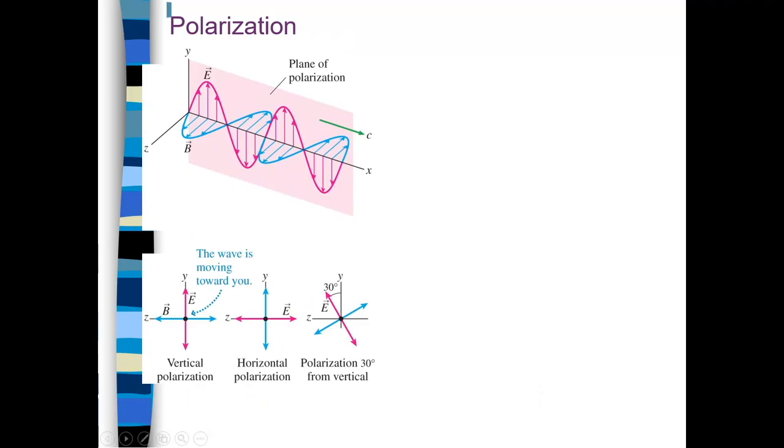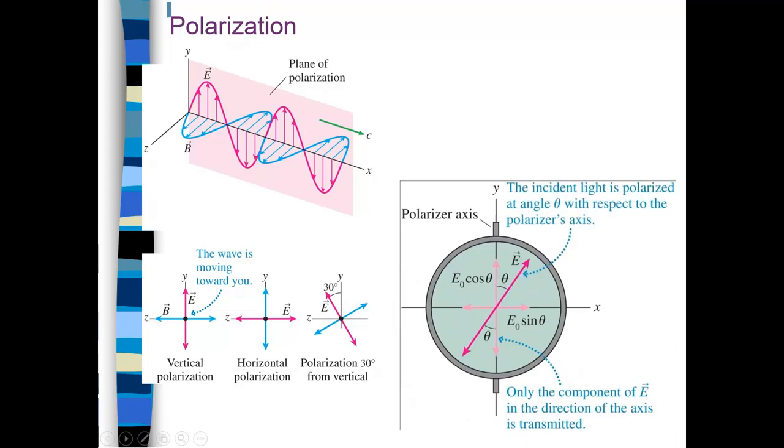So the plane of polarization here is the y plane, or the y-x plane. The speed of light is moving in the x direction. The electric field is moving vertical if the wave is moving towards you. The electric field here means that the wave is moving away from you. And then you can have polarization which is 30 degrees from vertical.